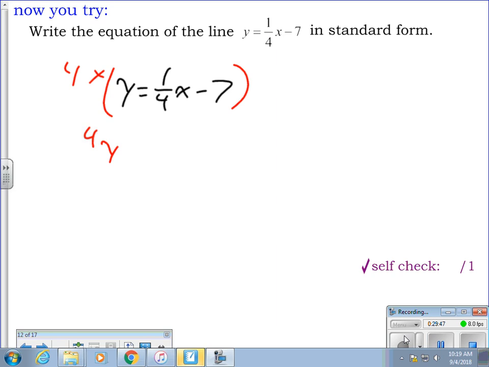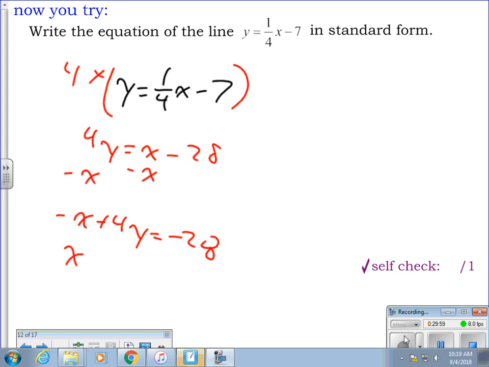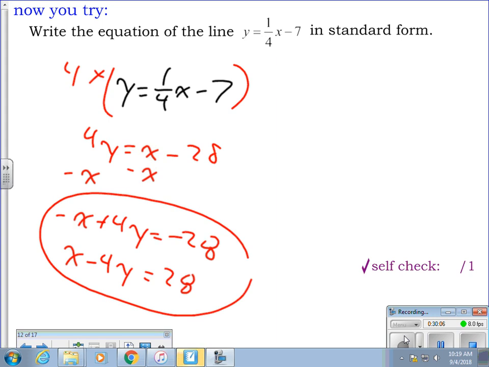4y equals x minus 28. Subtract x. Negative x plus 4y equals negative 28. And by now you should know that if you just change the sign on everything, it's still good. Okay?